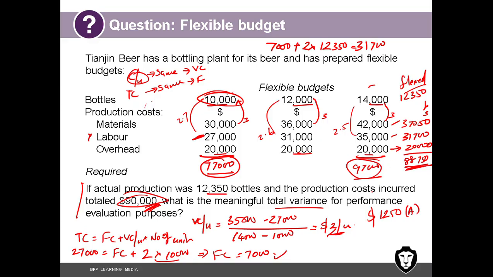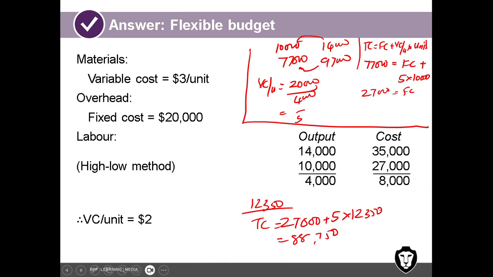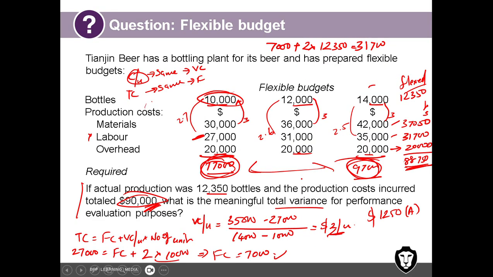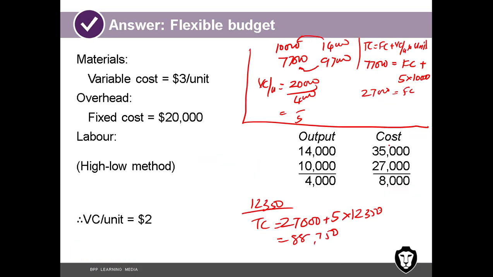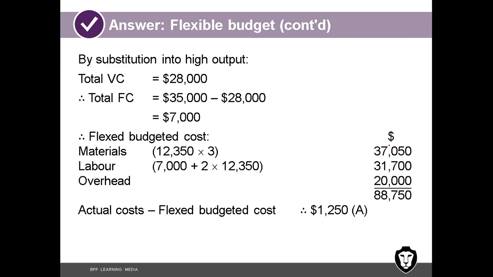So with MCQs, if this is an MCQ, I will not suggest doing it one by one and wasting your time. Get the total cost, straight away apply the high-low method to the total cost like I have done here and get the answer. Suppose it is in section B, where 4 marks are allocated for this, then better do it one by one and show the answers. Clear? That's flexible budgets. You can see the answer they have done one by one: material, overhead, labor, high-low method.